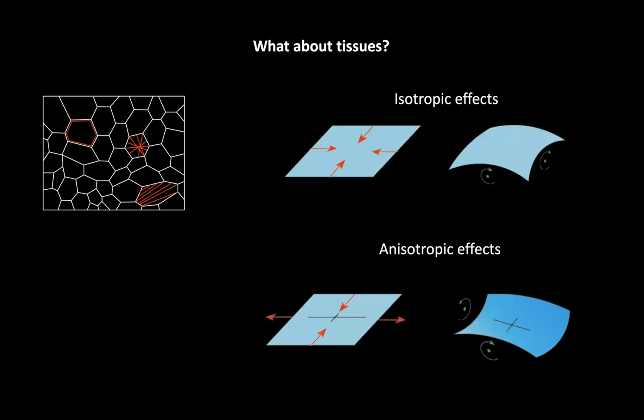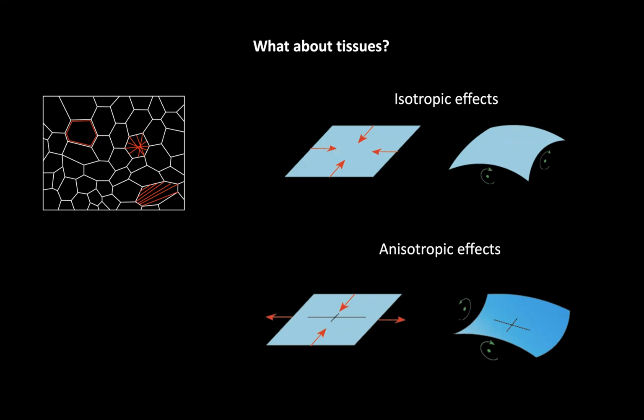So that's the second kind of effect that we can look at with an active surface model: anisotropic effects. In this case, you will have some preferred direction in which the cell is pulling, and for example it will push in the orthogonal way. So that's about active surface models.